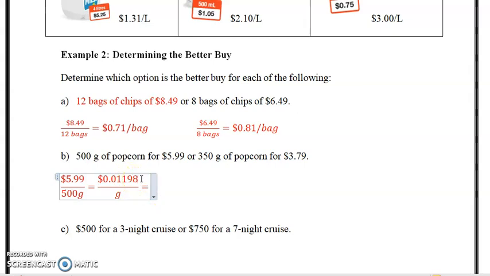The other one is probably going to be the same thing. So you want to make it per 100 grams. You just want to make sure the denominator is the same. If I make the denominator 100, I'm just multiplying by 100. I do the same to the numerator, and that becomes $1.19, but then the 8, so $1.20 per 100 grams.